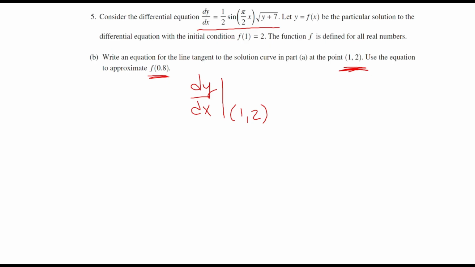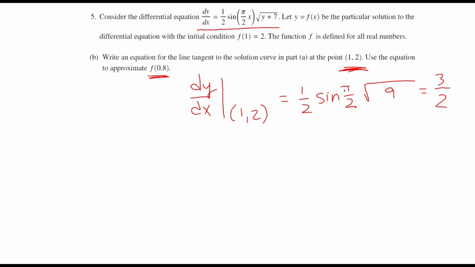Right? And so if I plug in 1 for x and 2 for y, we end up with 1/2 of the sine of pi over 2 times the square root of 2 plus 7, which is just 9. Well, the sine of pi over 2 is 1, so this just comes out to be 3/2.